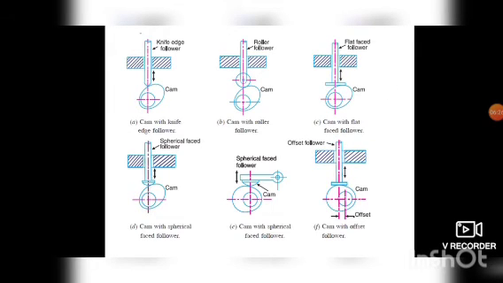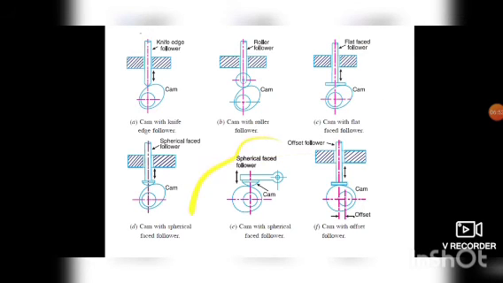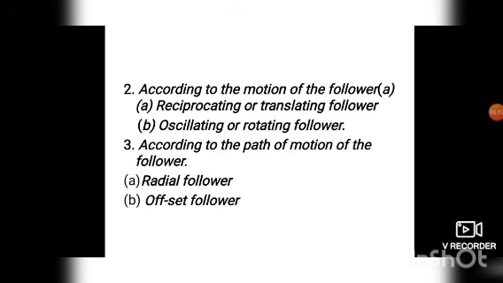So here figures A, B, C, D and F are reciprocating types of follower, and the next one is the oscillating or rotating type of follower. So when the uniform rotary motion of the cam is converted into the predetermined oscillatory motion of the follower, it is called an oscillating or rotating follower. Here in figure E, we can see the oscillating type of follower.